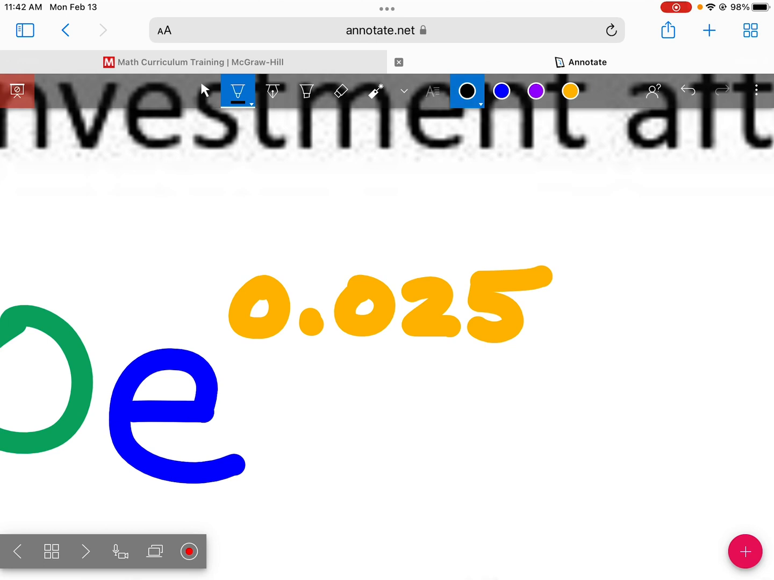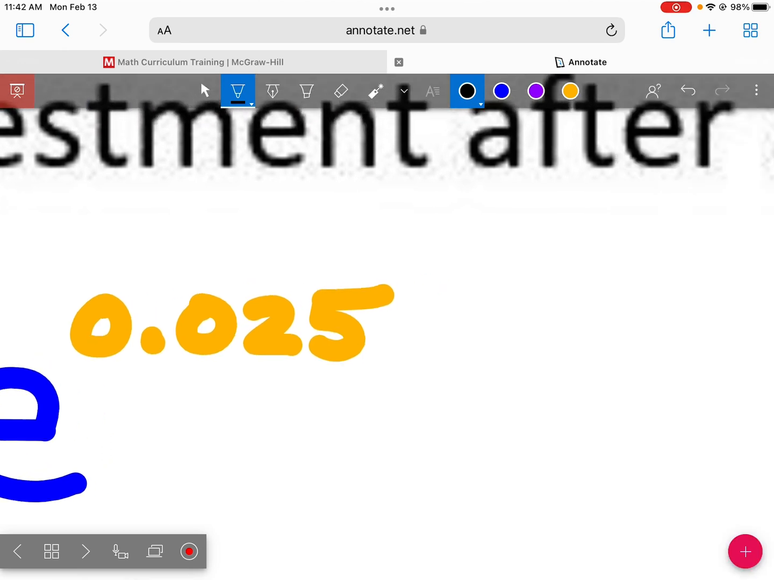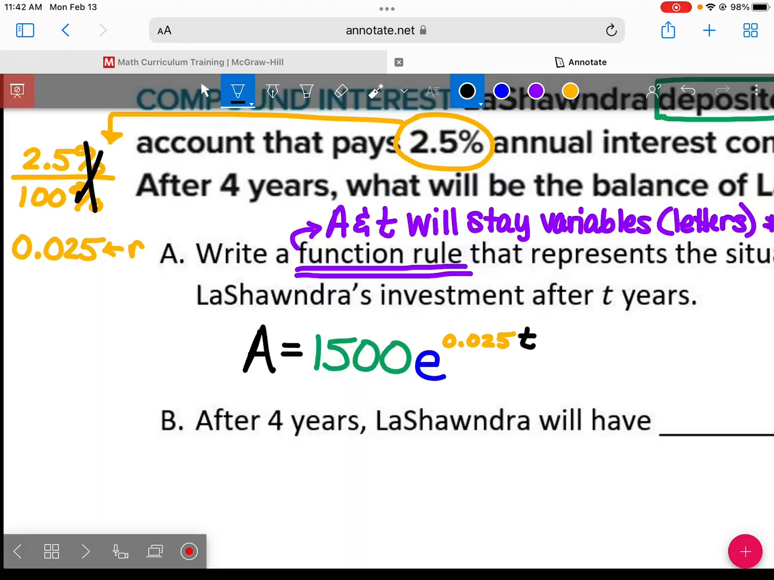What else do I need so that this is a function rule? T. Do I sub anything in for T? No. In a function rule, we leave the letters A and T. In a function rule, we do not substitute anything in the place of T.